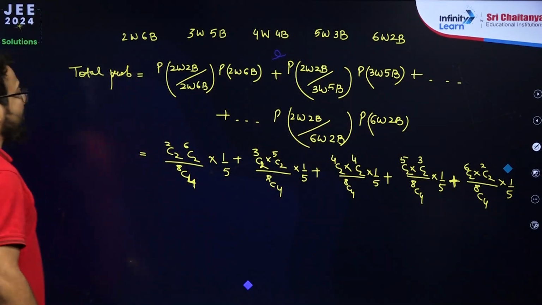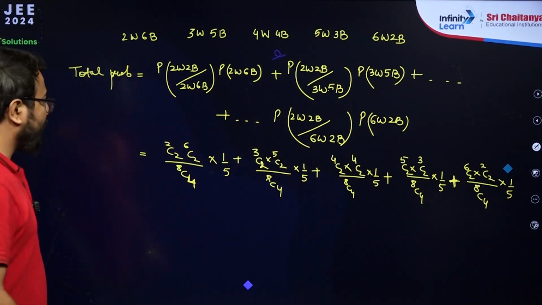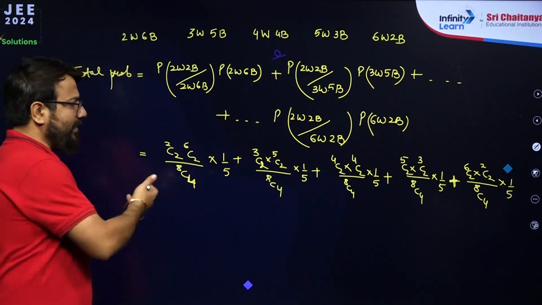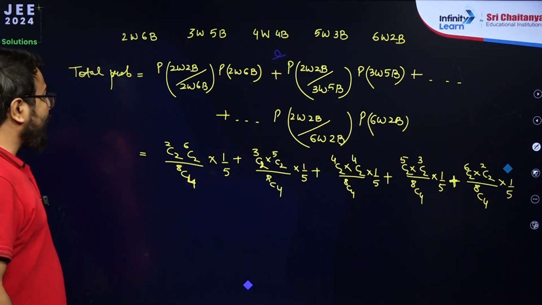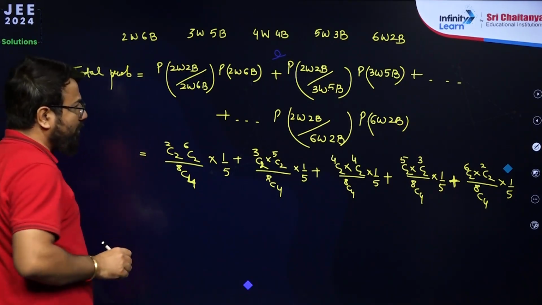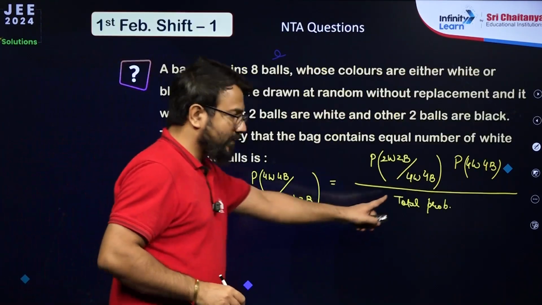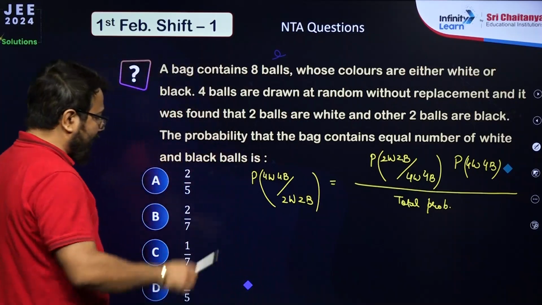I hope you are able to understand how we got the total probability. If this has been clear to you, we can take this 1 by 5 common and we can simplify this expression. So finally, this value of the total probability will be placed here.